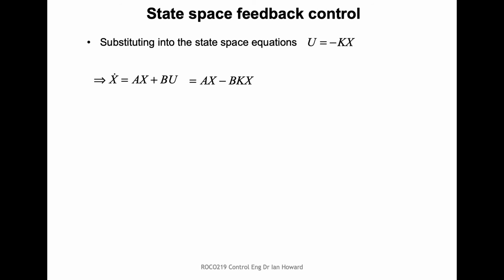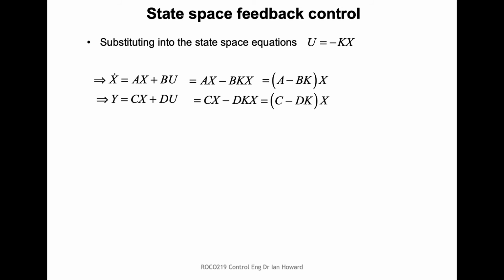If we substitute u equals minus Kx into the first equation, then we get Ax minus BKx. And what we do then is factor out the x, and we see we get the expression (A minus BK) times x. We can do the same thing for the output equation. It started off as Cx plus Du, it goes to Cx minus DKx, and we end up with the expression y equals (C minus DK) multiplied by x.